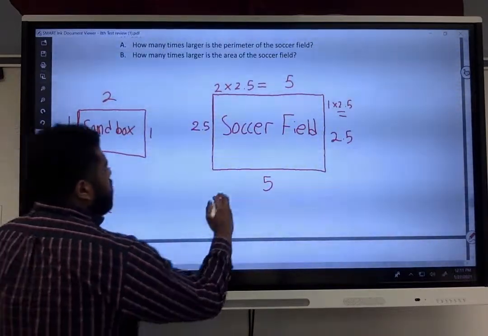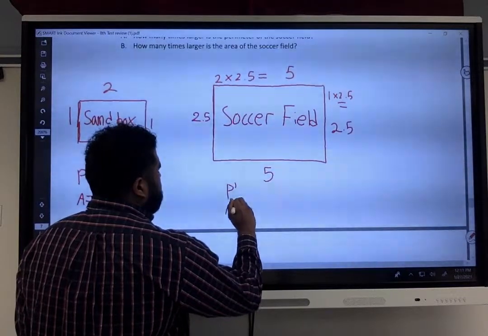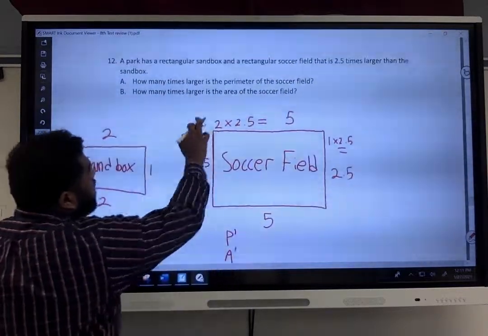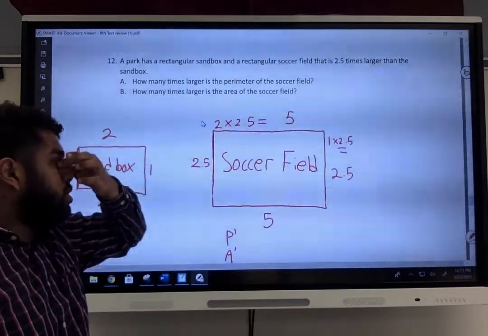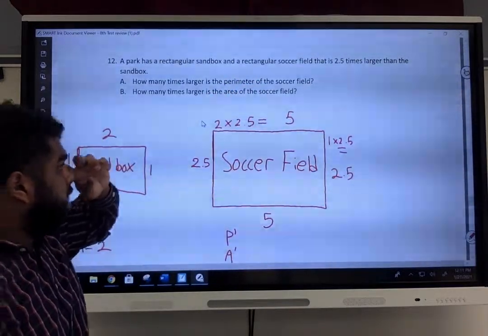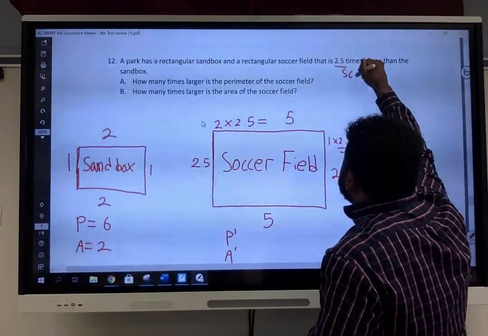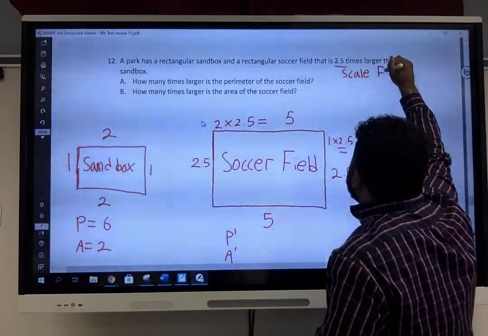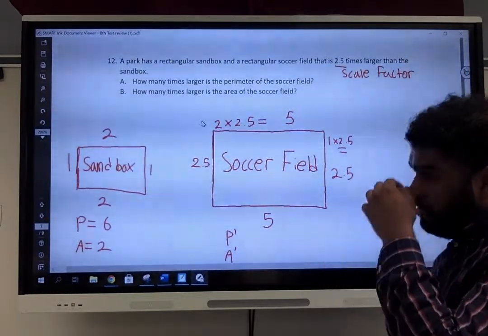What about over here? Let's label this one P prime and A prime. Because look at the question. It's telling you that the rectangular soccer field is 2.5 times larger than the sandbox, so 2.5 is our scale factor.